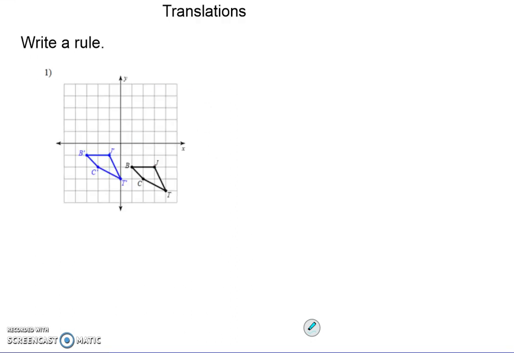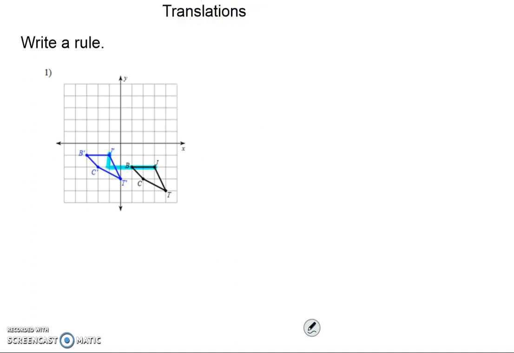The next example, you're going to actually write the rule. Now, when you get these, you're going to have translations, rotations, reflections, and dilations all together. So part of writing your rule is telling me what kind of transformation and then what it's doing. So if I look at this first example, you want to find your pre-image and pick any point. So I'm going to start with J. J is moving 1, 2, 3, 4 units to the left and 1 unit up to get to J prime.